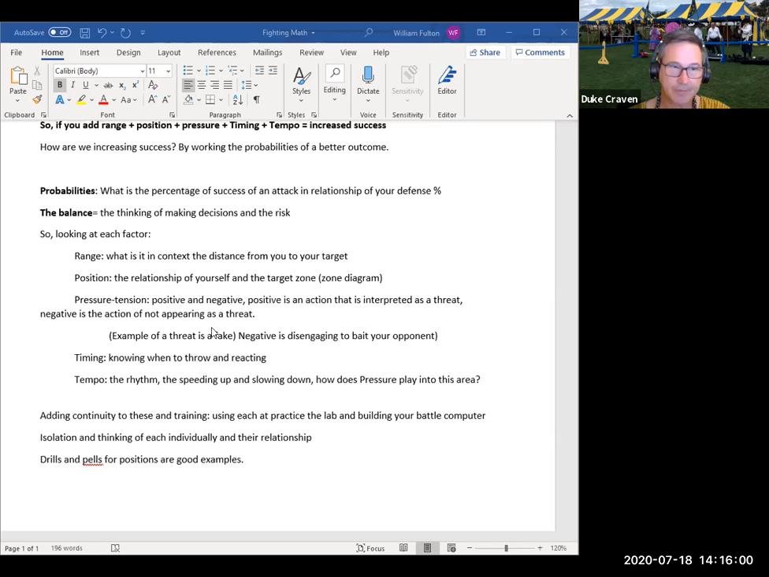So on position, that's the relationship of yourself to your target zone. Position means what we discussed earlier. It's the left and right of your opponent. Where are you in relationship to your target? What are your probabilities of hitting him with a wrap from there to one side of his body or the other? I can't really go into much on position other than that gaining position is the toughest part.